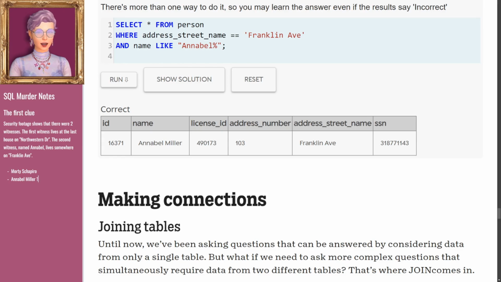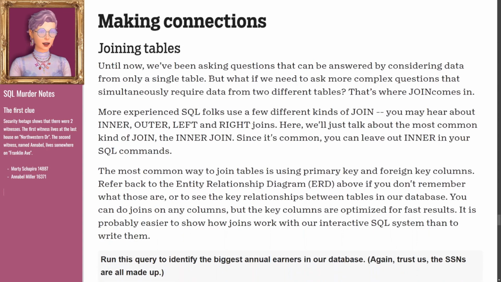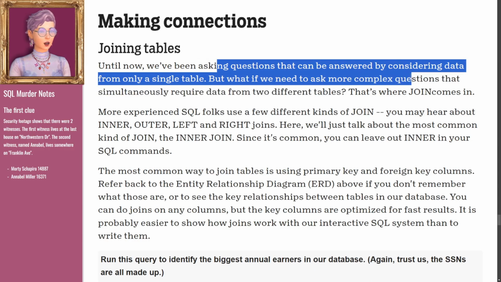I think I'm also going to write down their IDs because that seems to be the thing that tracks everybody across the tables. All right, making connections, joining tables. Until now, we've been asking questions that can be answered by considering data from only a single table, but what if we want to ask more complex questions?